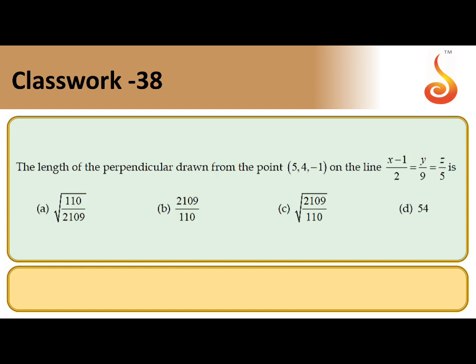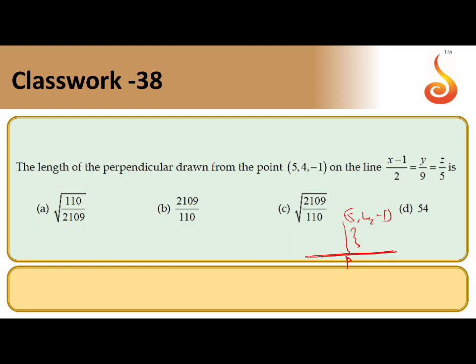Next question: the length of the perpendicular drawn from the point 5, 4, minus 1 on the line. So we want this length, you have to calculate. Normally you can take the foot of the perpendicular and the distance between two points gives the answer. This is a long process. There is a formula.